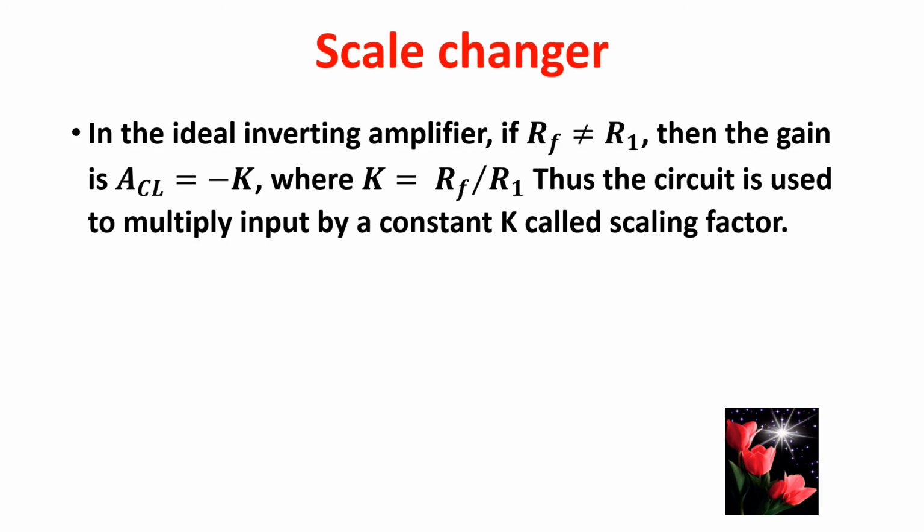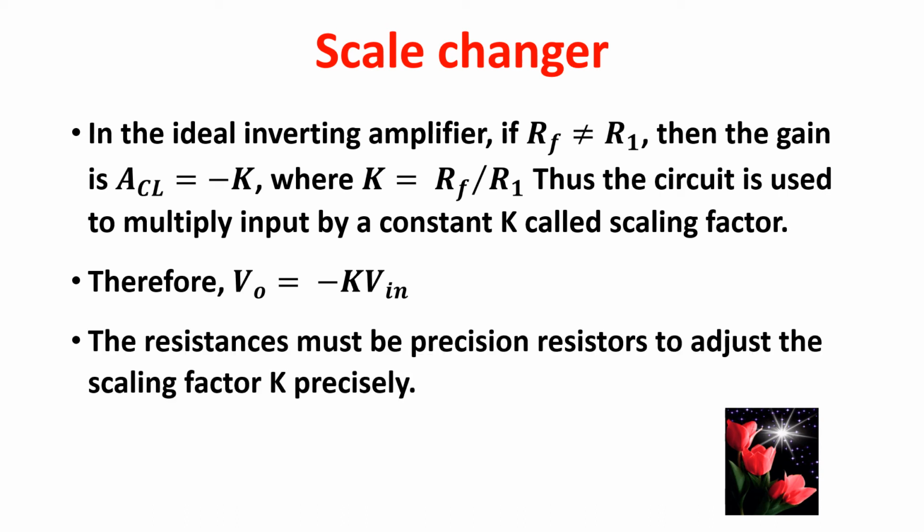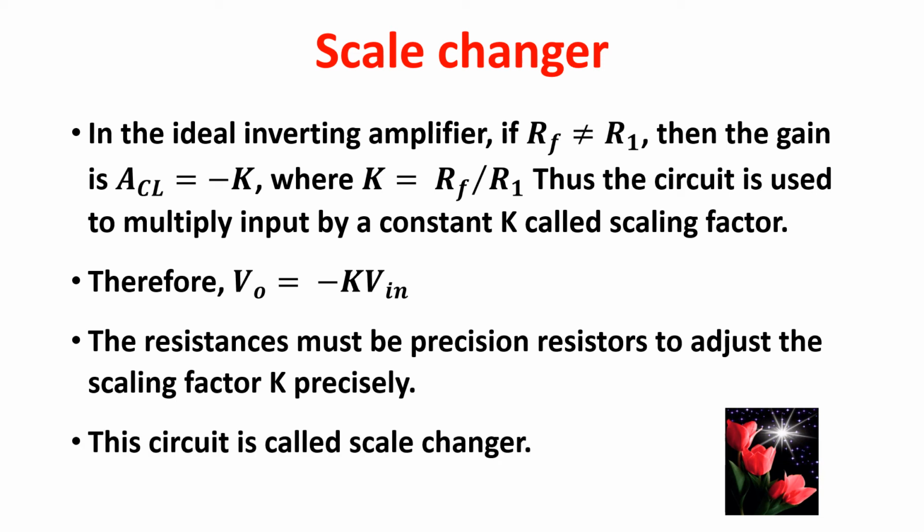Scale changer. In the ideal inverting amplifier, if RF is not equal to R1, then the gain ACl is equal to minus K, where K is equal to RF by R1. Thus, the circuit is used to multiply the input by a constant K called the scaling factor. Therefore, V0 is equal to minus K into Vin. The resistances must be precision resistors to adjust the scaling factor K precisely. This circuit is called a scale changer.